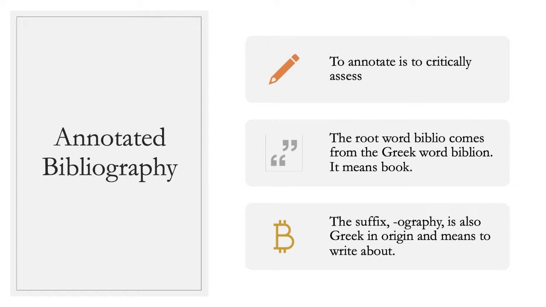For our purposes, we are expanding the idea of book to mean any type of article, book, newspaper, web page, etc. that we are looking at to annotate. And the suffix ography is also Greek in origin, and it means to write about. So what are we going to do? We are going to take notes on and then write about the sources that we find.